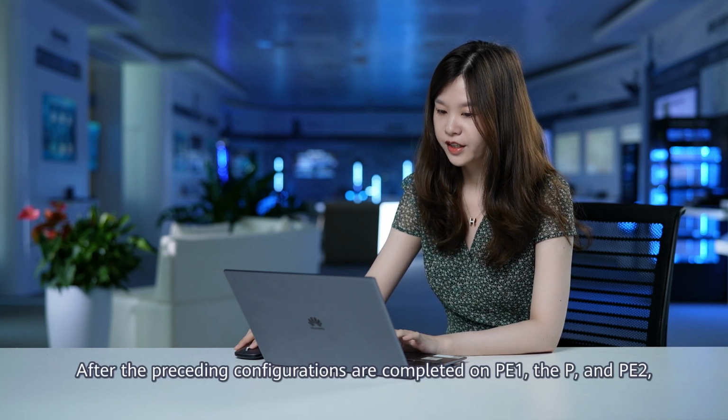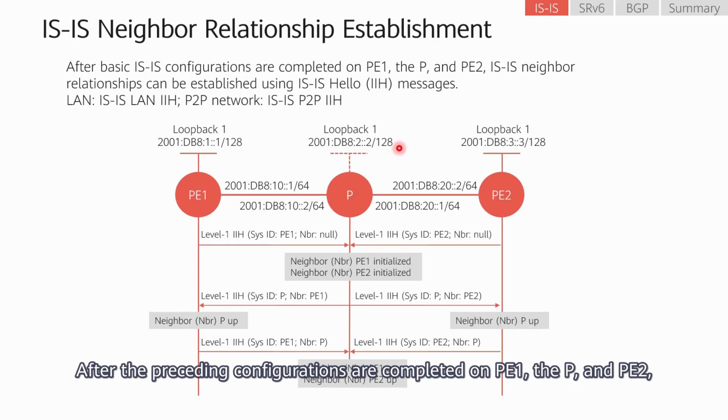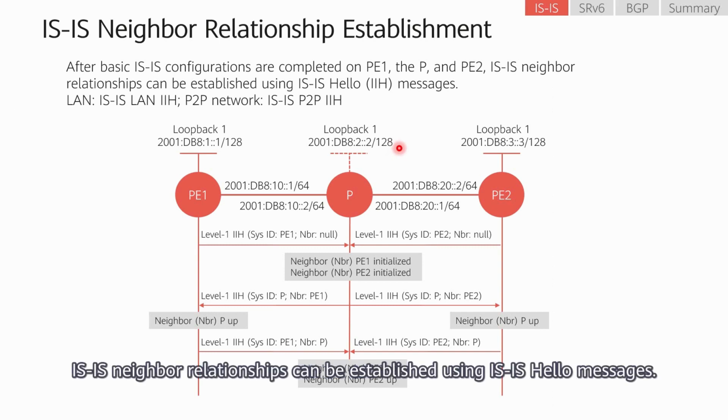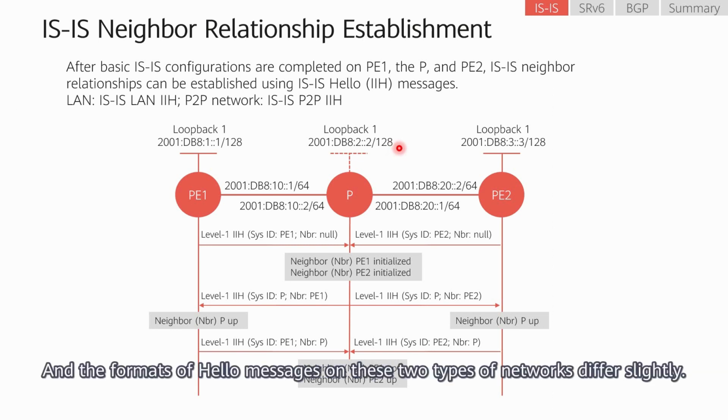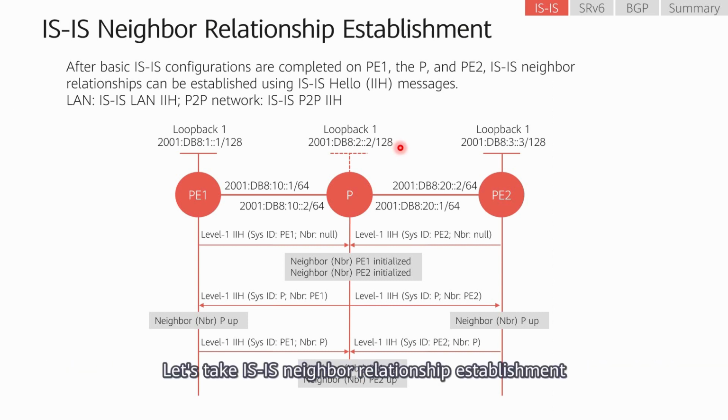After the preceding configurations are completed on P1, the P, and P2, IS-IS neighbor relationships can be established using IS-IS hello messages. IS-IS supports broadcast networks and P2P networks, and the formats of hello messages on these two types of networks differ slightly. Let's take IS-IS neighbor relationship establishment between P1 and the P as an example. First, P1 sends a hello message to the P.